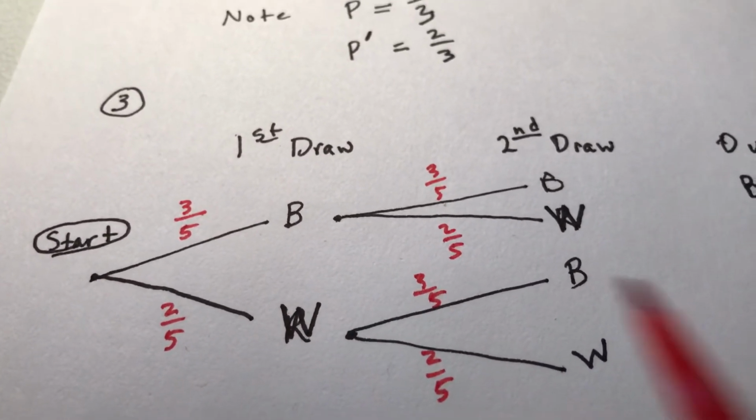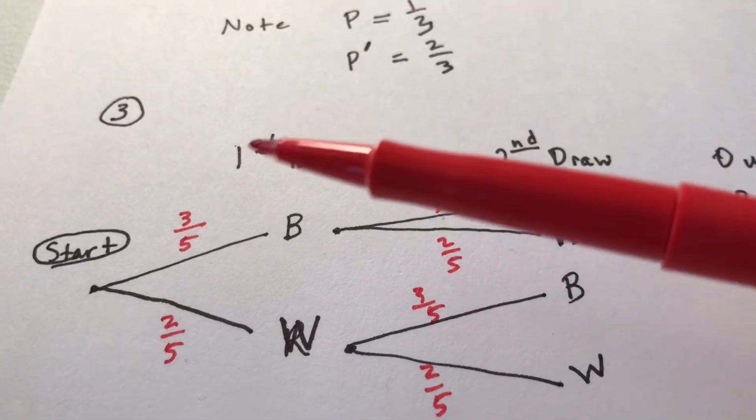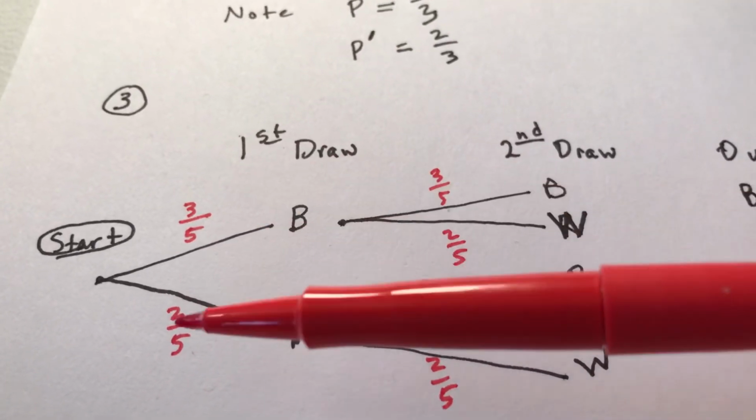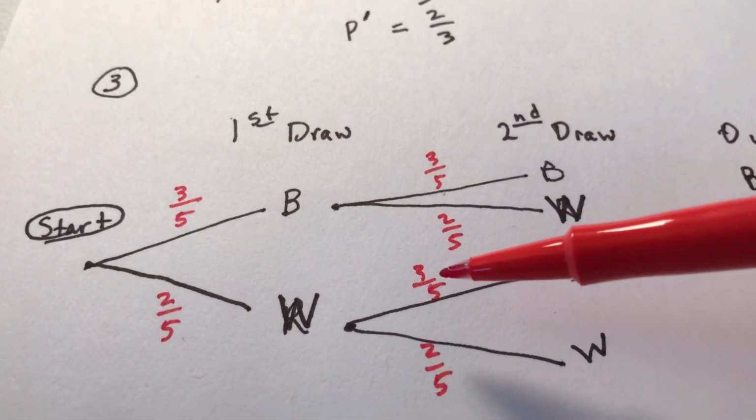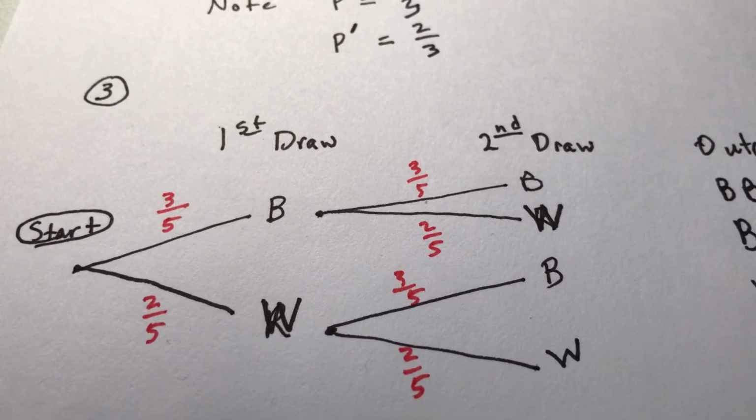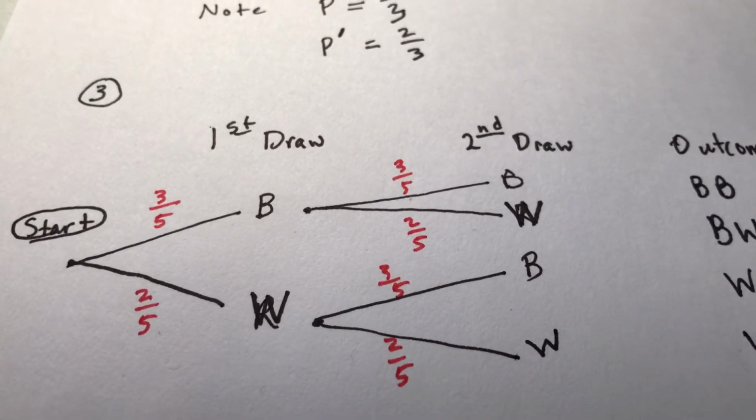Each branch has a probability on it, and if you add the branches, 3/5 and 2/5, that'll give you 1. 3/5 and 2/5 will always give you 1. All right, I'll come back and we'll finish number 3.